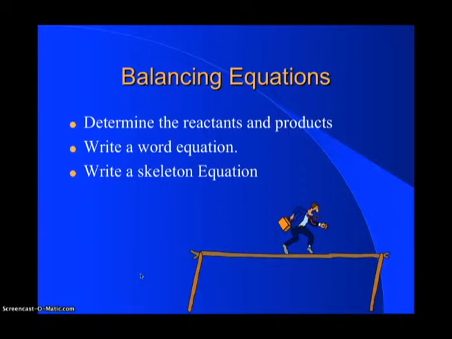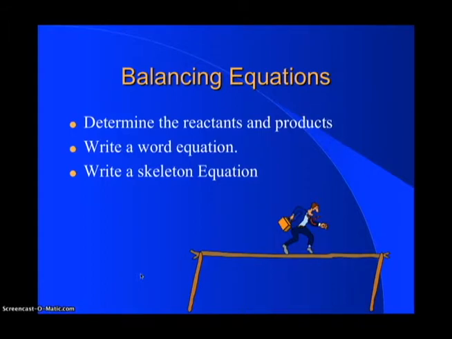From the skeleton equation, that's when we begin to make our balancing. To balance an equation, you must have exactly the same number and type of each element on both sides of the reaction, the reactant side and the product side. When you write the skeleton equation, you must, as I said before, make sure that you get the formulas written out exactly correctly. You have to make sure if it's an ionic formula that the charges of the ions add up to 0.